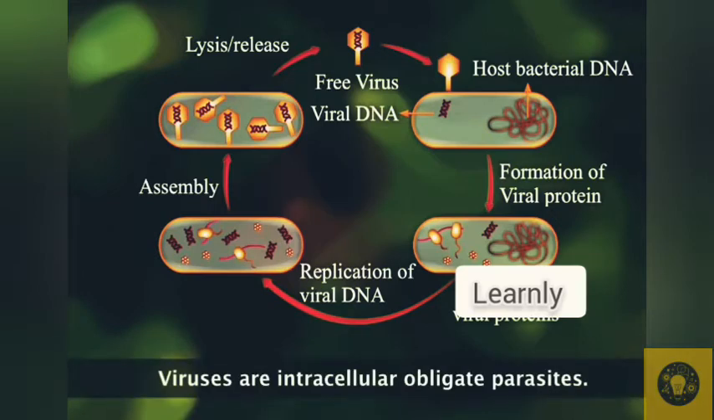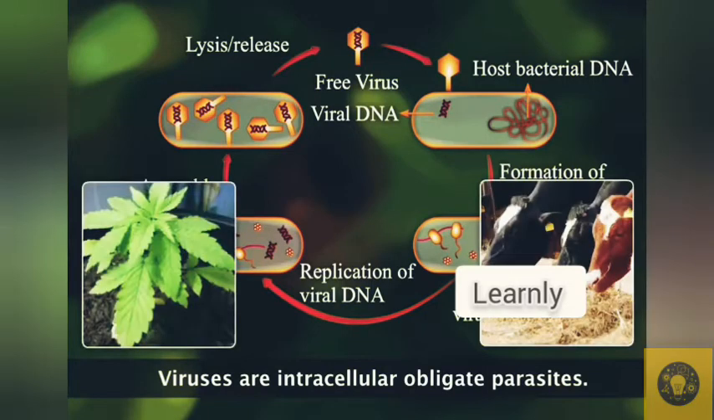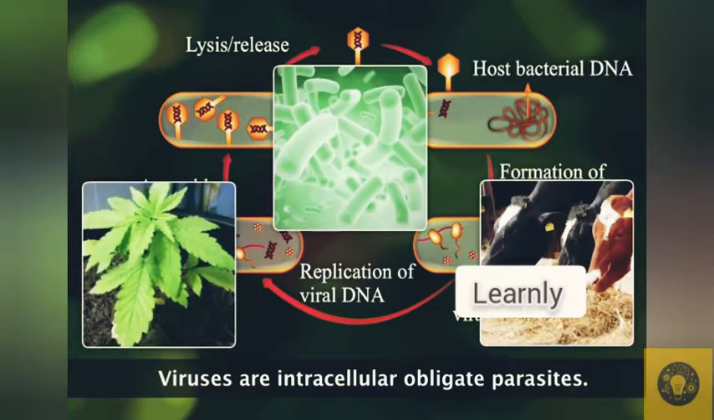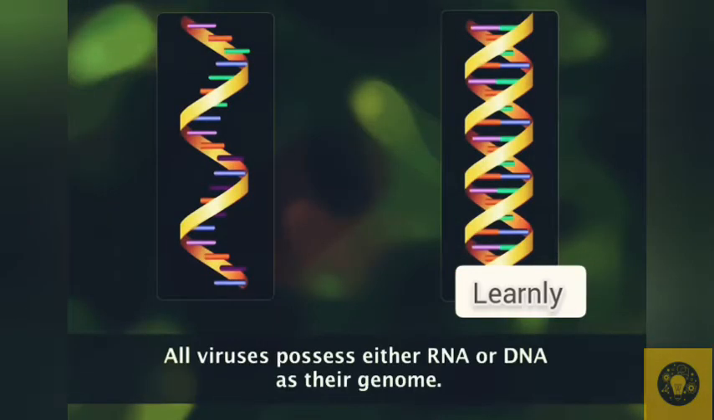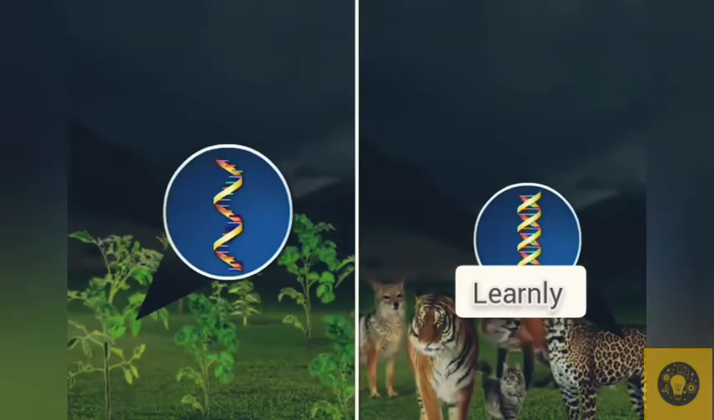Viruses are obligate parasites and cannot replicate in the absence of their host. The host can be a plant, an animal, or a bacterial cell. All viruses possess either RNA or DNA as their genome. No virus has yet been found that possesses both RNA and DNA.